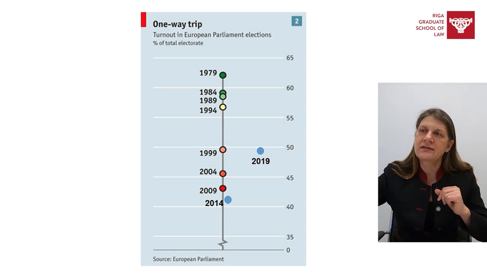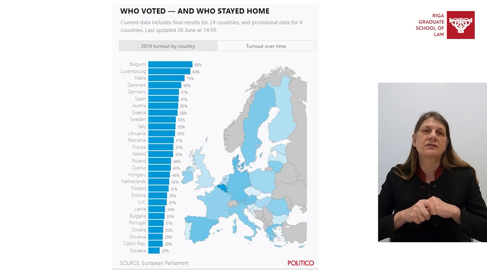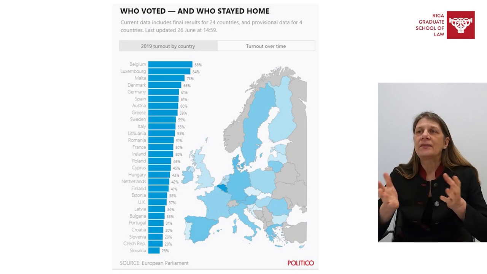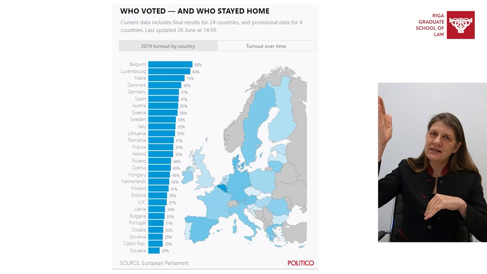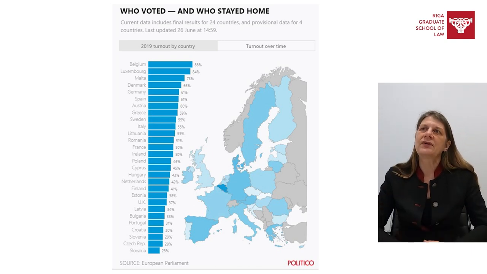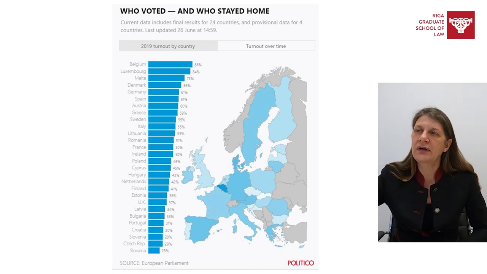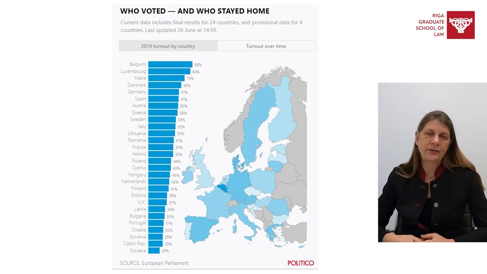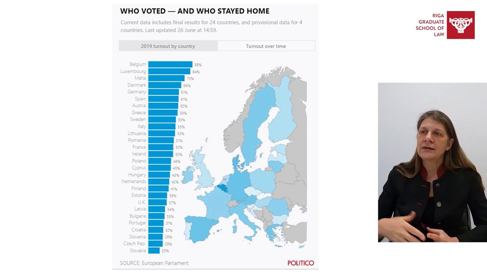And now, just to add the new figure here, we have the recent European Parliament elections in 2019. Just to mention that finally the trend went up. It had been decreasing and decreasing from 1979 to 2014, and finally we broke this trend, and in the 2019 elections, turnout went up to 47% of the population, which is still quite low if we remember the European Parliament being such an important institution in lawmaking.